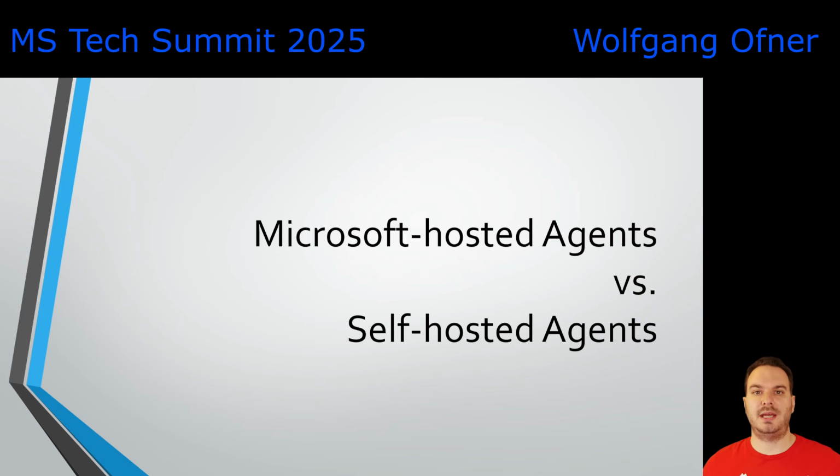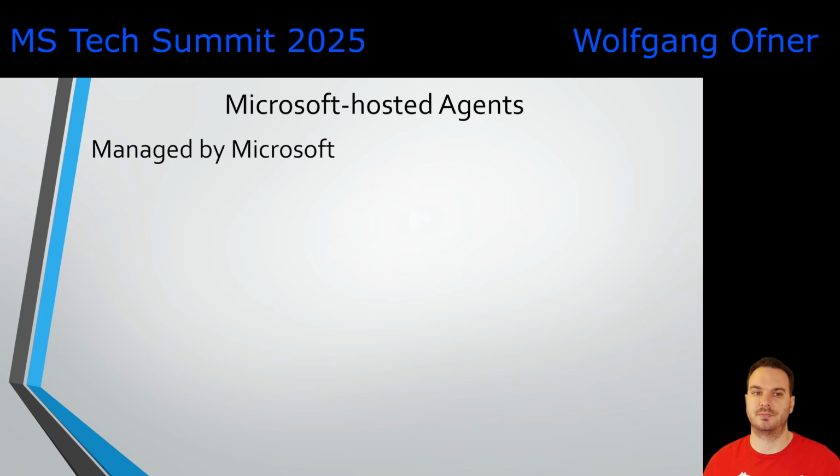So now we know the basics about agents. Now I want to talk about the different kinds of agents we have. First, we have the Microsoft hosted agents. Then I'm going to talk about the self-hosted agents.